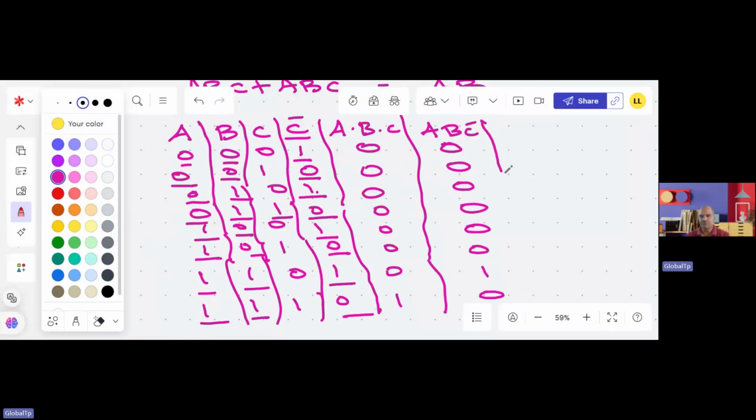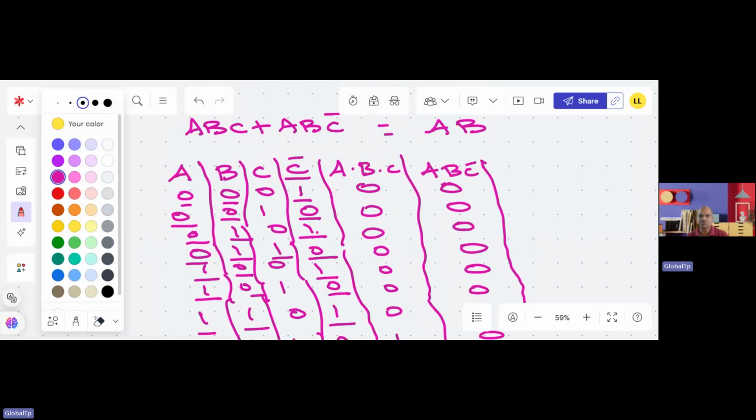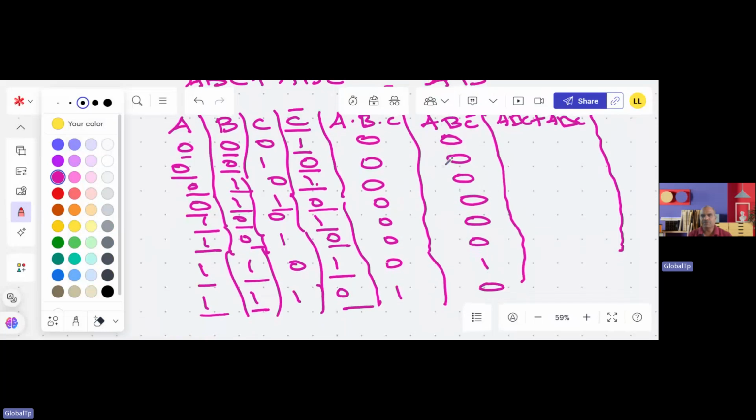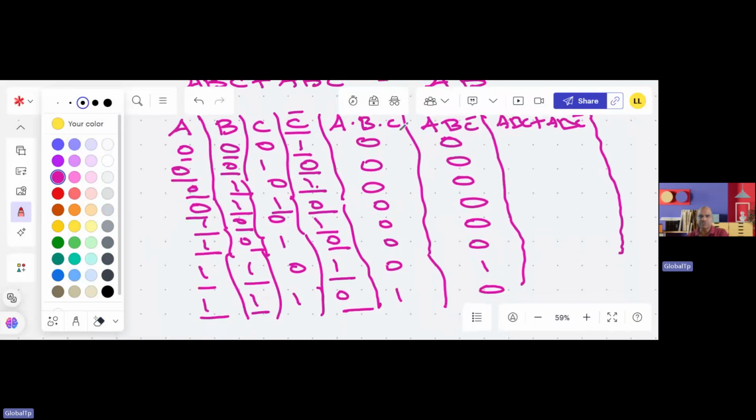So if I add these two numbers, take this as column number 1 and this as column number 2. If I add these two things, what will I get? ABC plus ABC bar. I am trying to show how it is equal. Now if I apply OR logic between these two columns, I will get 0, 0, 0, 0, 0, 0, 1, 1, right?